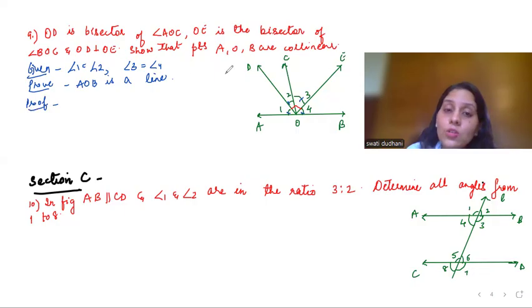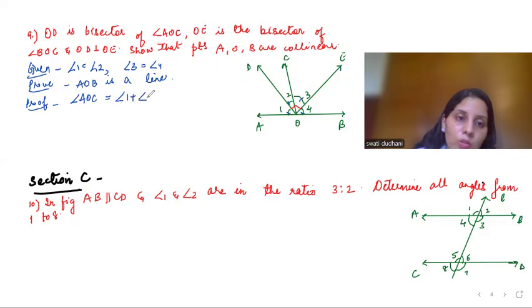And here it is also given OD is perpendicular to OE. So basically angle DOE is 90. Alright. So here we can write that angle AOC is 1 plus 2. Angle AOC is equal to angle 1 plus angle 2.